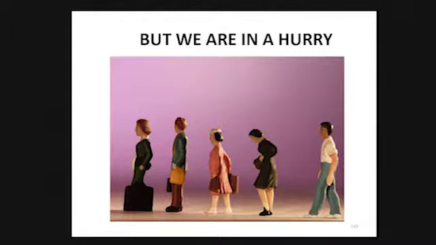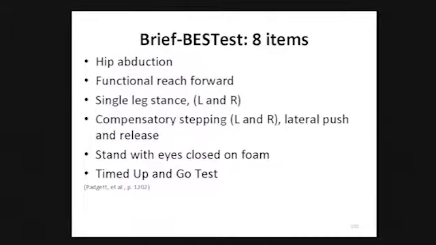Okay, but we're in a hurry, right? How long did it take you to do that? Did any of you actually practice it with another clinician? Okay, well, welcome back if you did. If not, I'm a New Yorker, I'm in a hurry. We got places to go, people to see. We don't have time to be doing all these tests. We got managed care, we got to go, right? So what are we doing?